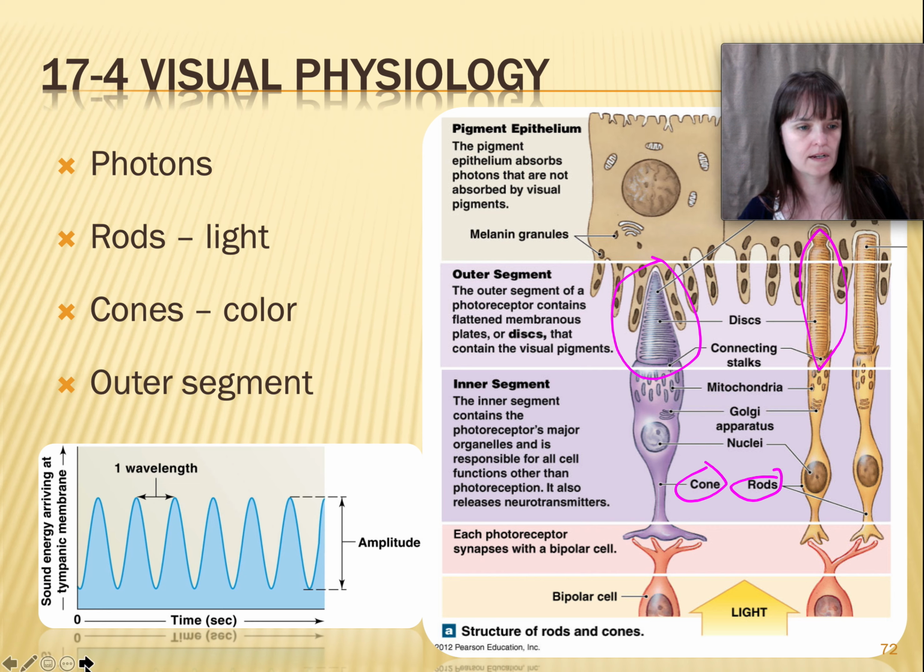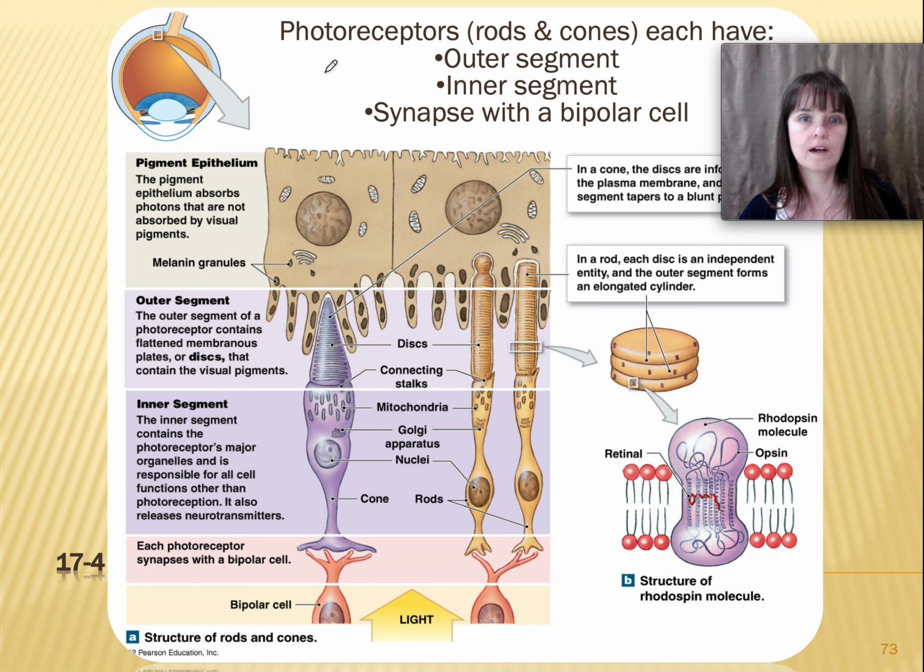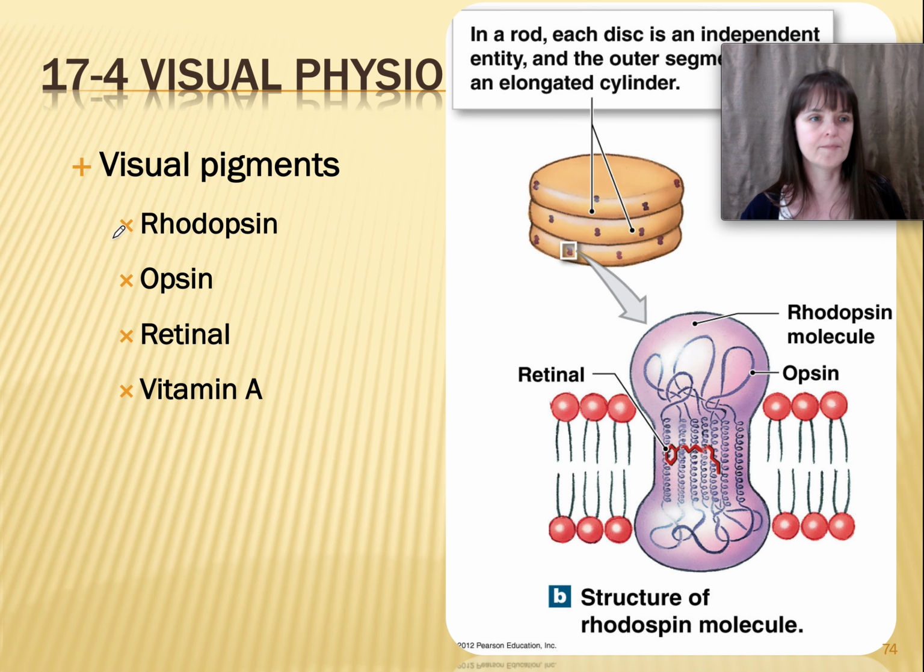Next slide then. There we go. So visual pigments are organic compounds in the disks of the outer segments that absorb photons. And visual purple, also called rhodopsin, is the main visual pigment, made of the protein opsin bound to the pigment retinal, which is made from vitamin A.